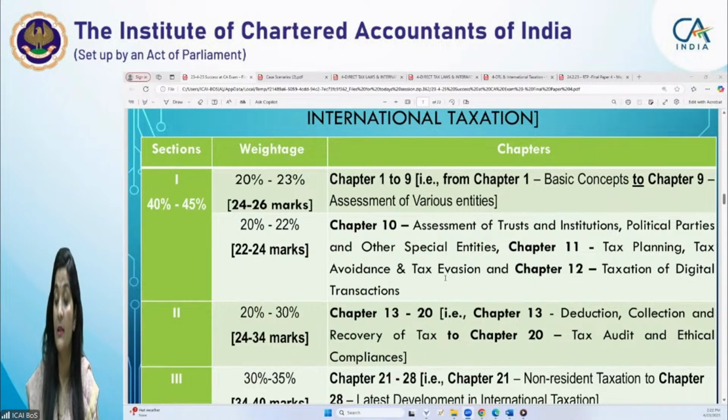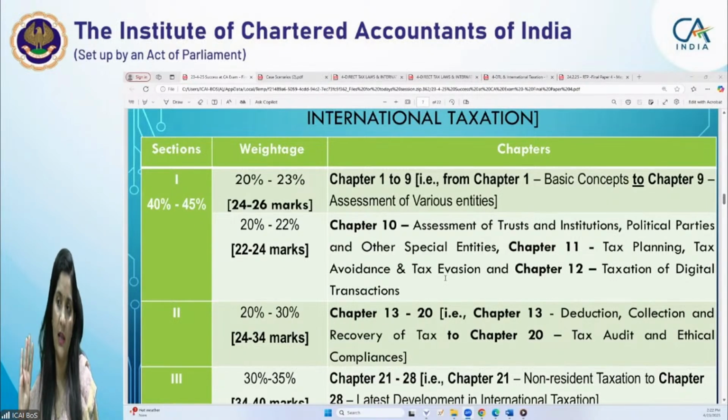Assessment procedure is again a very important chapter. Please do revise that assessment procedure. Tax audit: whatever case studies and questions are given in your tax audit chapter, do revise that chapter also. Then appeals and revisions, definitely you can do.